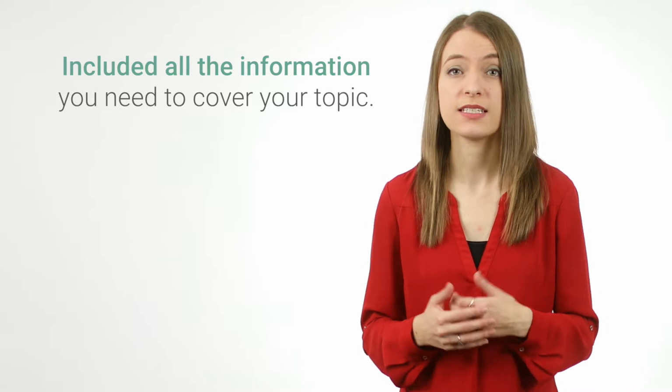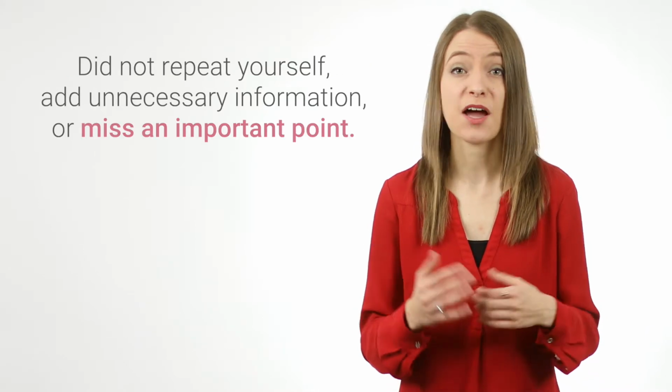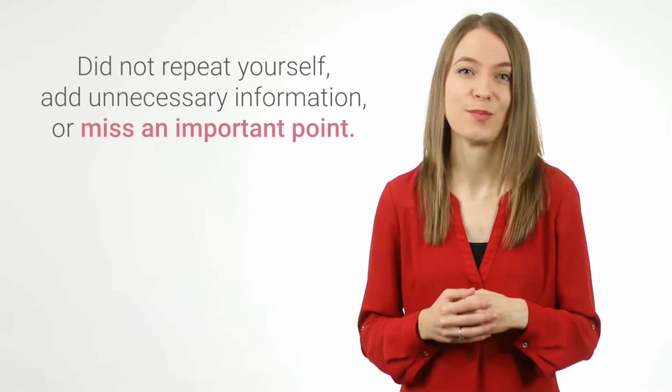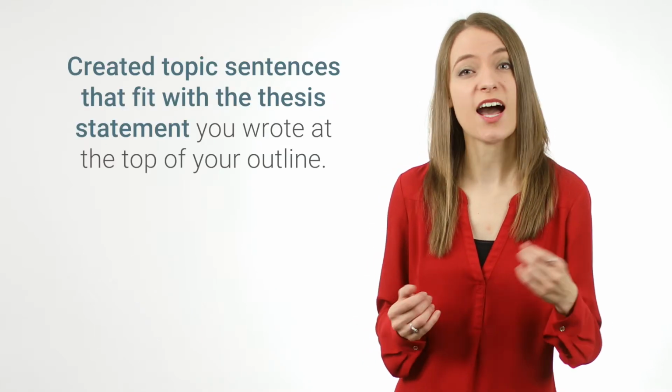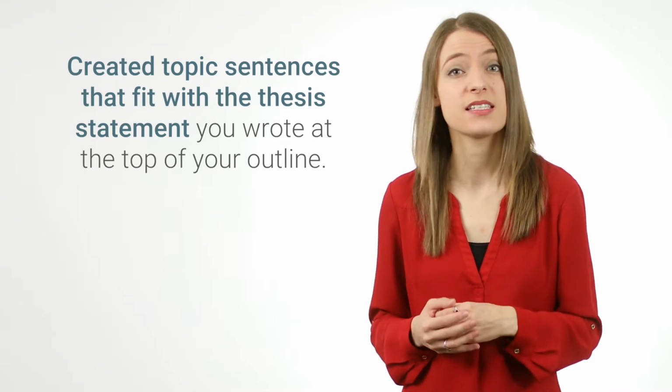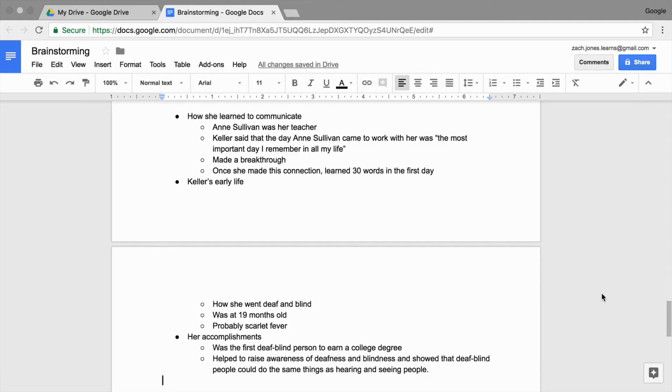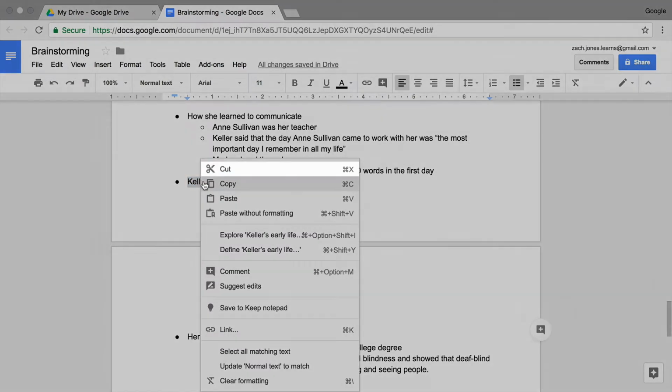Then, read through your outline. Make sure you included all the information you need to cover your topic, did not repeat yourself, add unnecessary information, or miss an important point. Create topic sentences that fit with the thesis statement you wrote at the top of your outline. If a point doesn't fit with your thesis, you can change the bullet point or modify your essay's main idea. To change the order of your points, cut the text and paste it into another section.